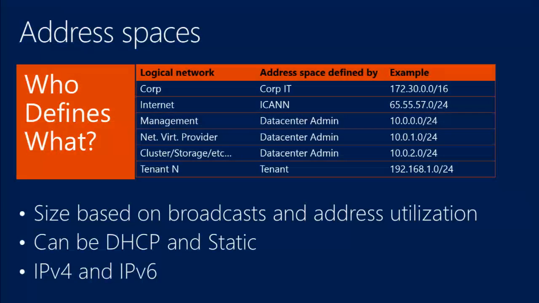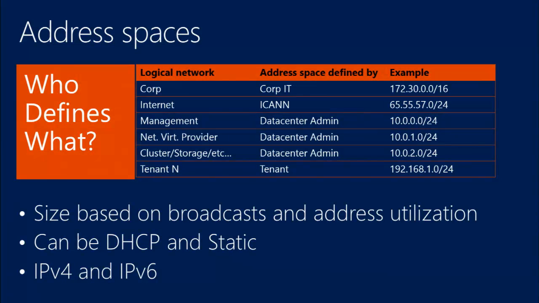The size of each network, the subnet size, is of course based on how many broadcasts there are. At some point, you're going to start to saturate your network with just broadcast traffic, so you generally need to keep these subnets relatively small. You also want to make sure you don't waste addresses. So you don't want to just do a /16 subnet for everything.